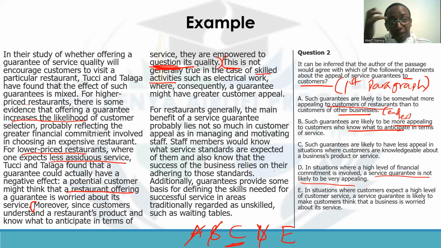And that's why we were saying, do not focus on this difficult jargon. Even if you don't know what it means, just use the context to understand what it means. So they don't expect high quality service. If there's a service guarantee, we would assume that the restaurant is worried about its service. But here we have situations where customers expect a high level of customer service. So this E is flipping the restaurant and the effect of that service guarantee. So we eliminate E, pick our answer C.